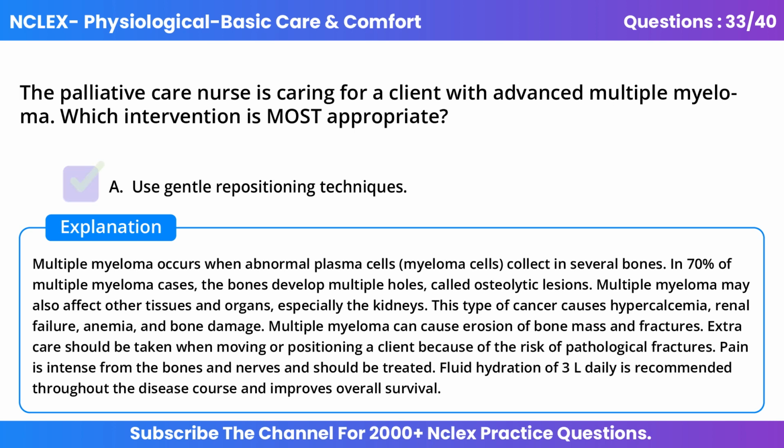Extra care should be taken when moving or positioning a client because of the risk of pathological fractures. Pain is intense from the bones and nerves and should be treated. Fluid hydration of 3 L daily is recommended throughout the disease course and improves overall survival.